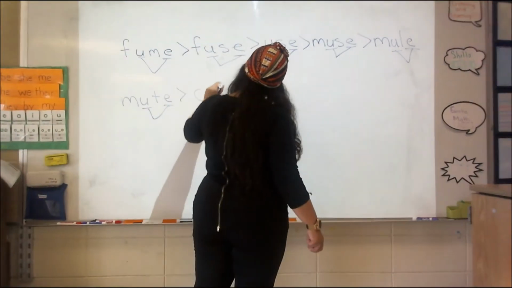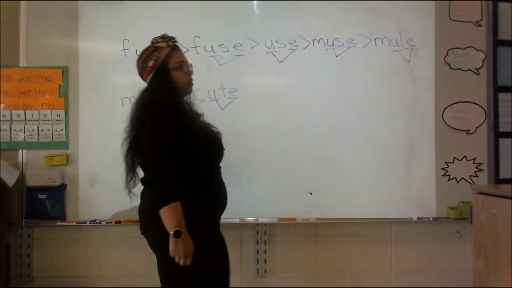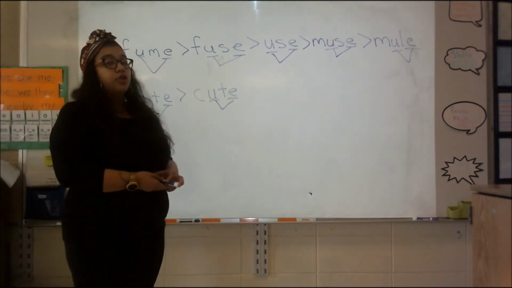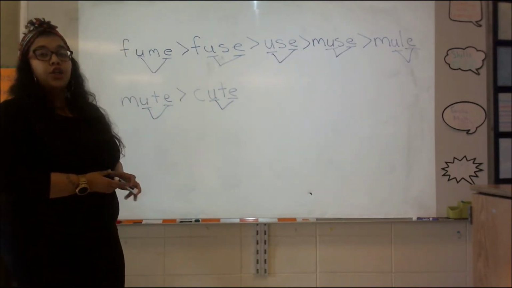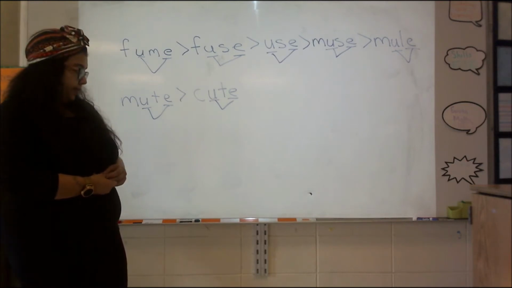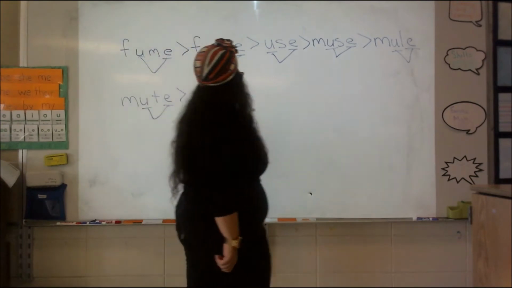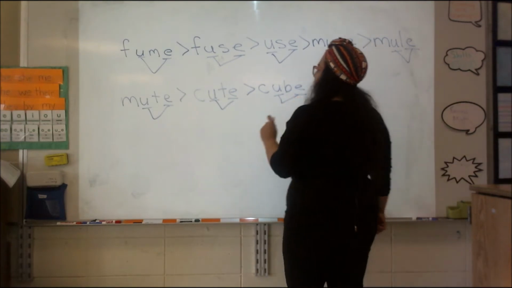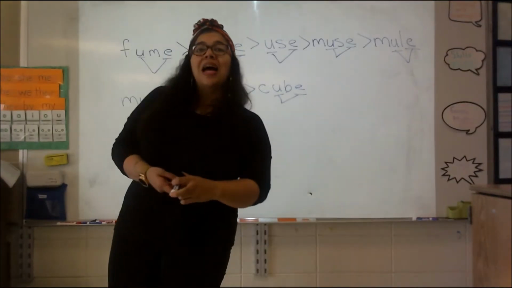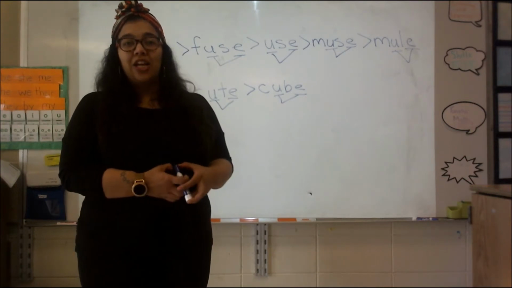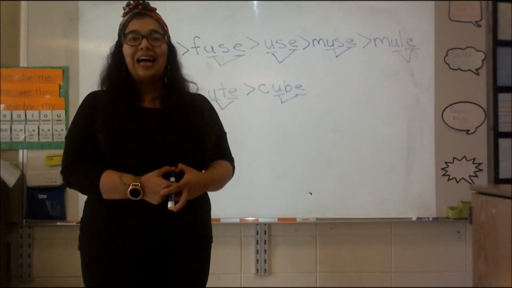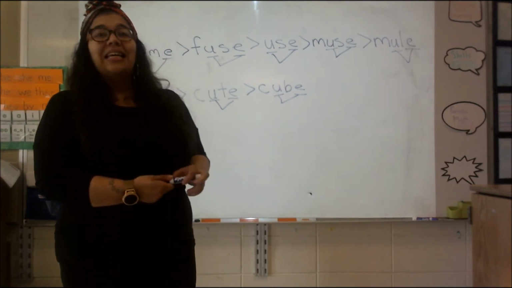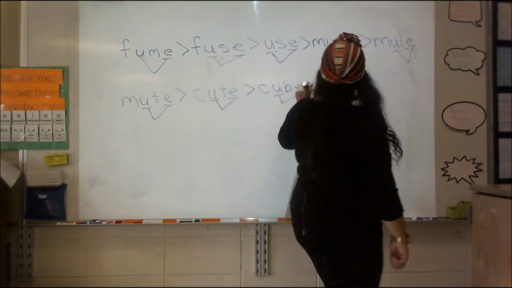So cute. Cute. From cute to cube. Cute to cube. I changed the ending sound. Excellent. Cute to cube. All right, almost done. From cube to cub. What sound am I changing when I go from cube to cub? I'm changing the vowel sound. Good. The middle vowel sound from cube to cub.